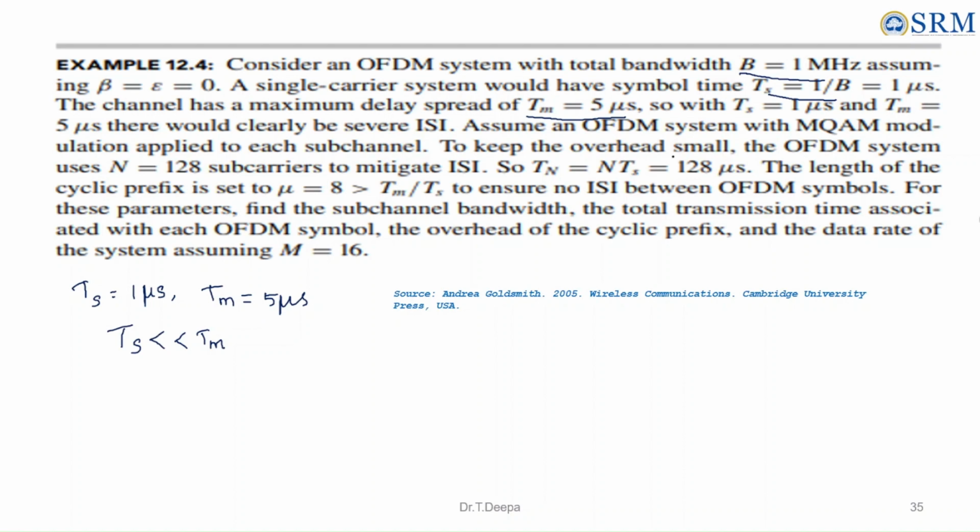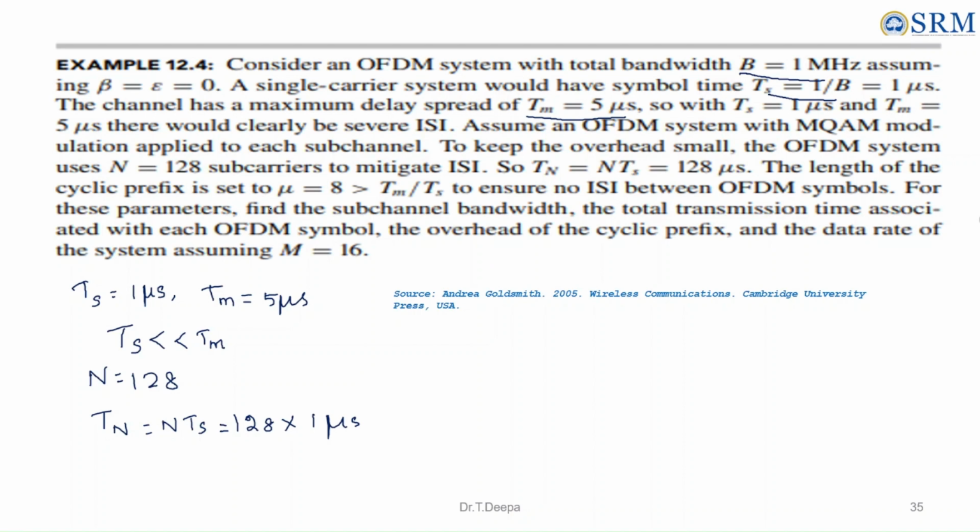Assume the OFDM system applies M-ary QAM modulation to each subchannel. The OFDM system uses N equal to 128 subcarriers to mitigate the intersymbol interference and keep the overhead small. Therefore, Tn is calculated. It's nothing but N times Ts, which is 128 into 1 microsecond. So NTs is nothing but 128 microseconds.